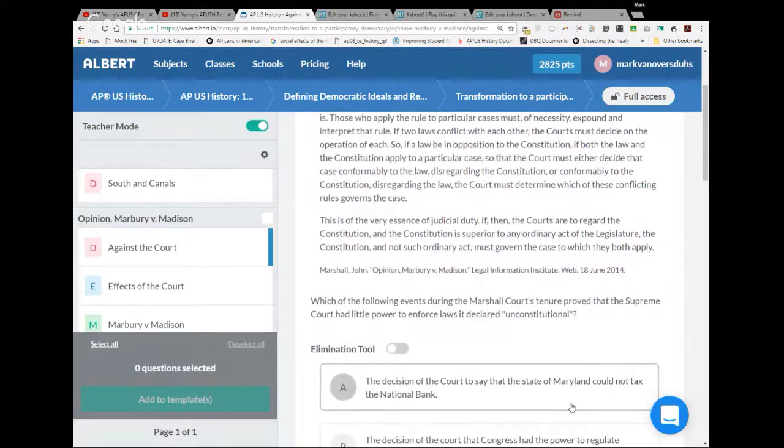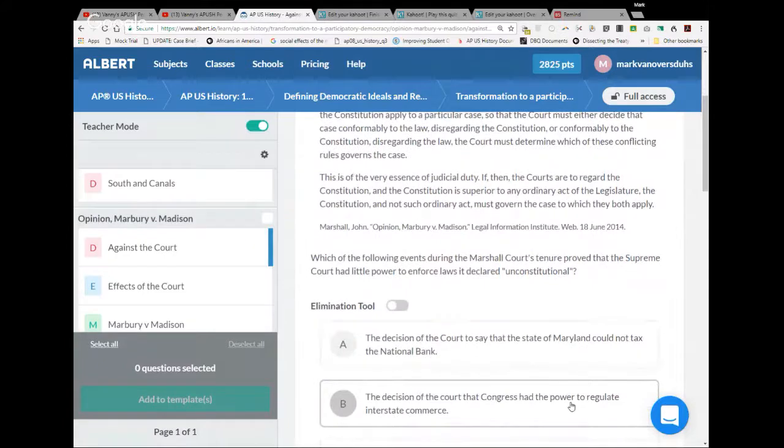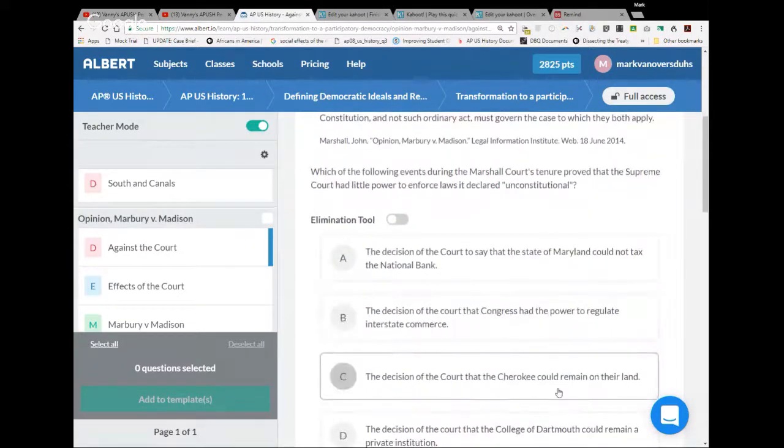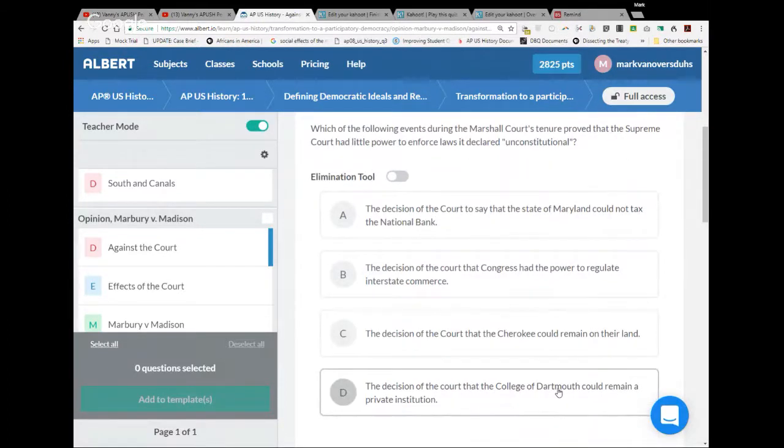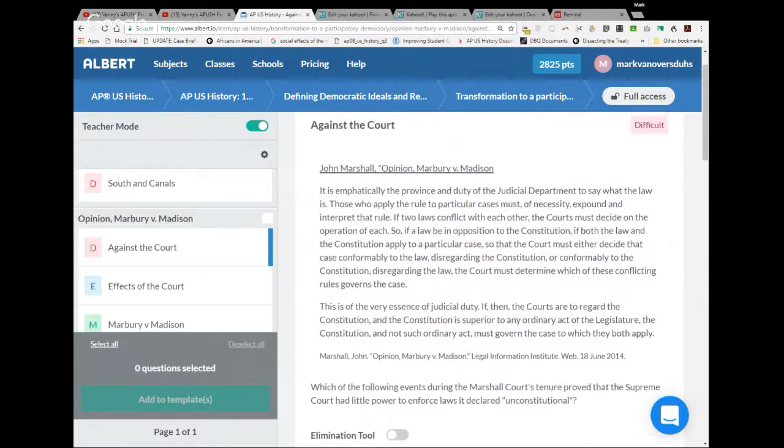Decision of the court to say that the state of Maryland could not tax the national bank. The decision of the court that Congress had the power to regulate interstate commerce. The decision of the court that the Cherokee could remain on their land. Or the decision of the court that the College of Dartmouth could remain a private institution. So take a look at the Marbury versus Madison case, and because you know it's Marbury versus Madison, you should be able to answer the question without even reading this.